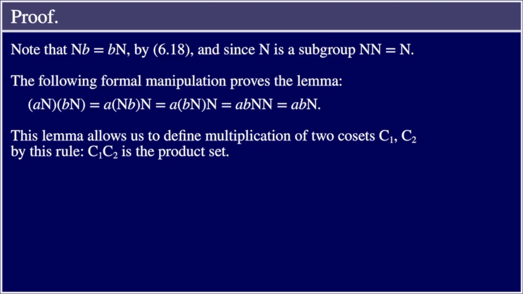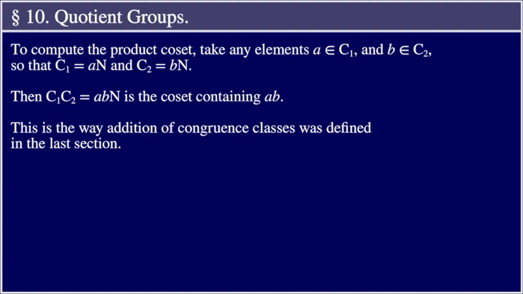This lemma allows us to define multiplication of two cosets C1, C2 by this rule: C1C2 is the product set. To compute the product coset, take any elements a a member of C1 and b a member of C2, so that C1 is equal to aN and C2 equals bN. Then C1C2 equals abN, the coset containing ab. This is the way addition of congruence classes was defined in the last section.